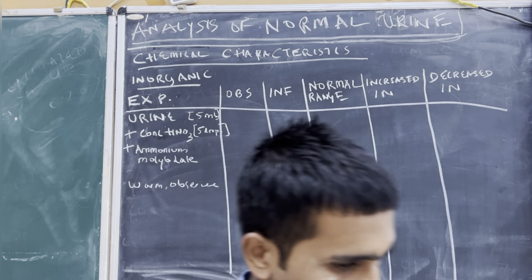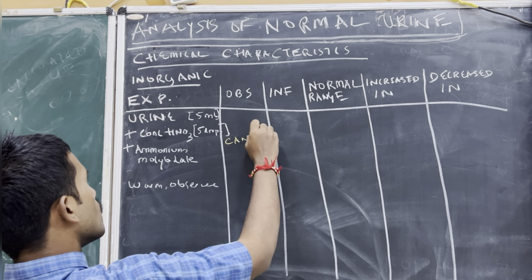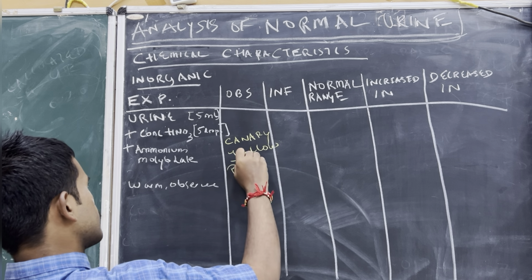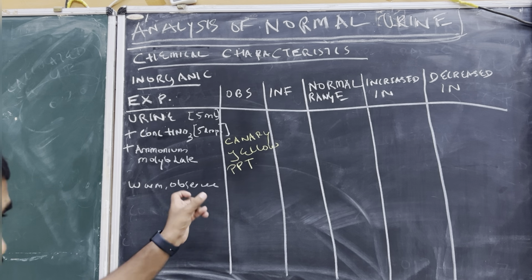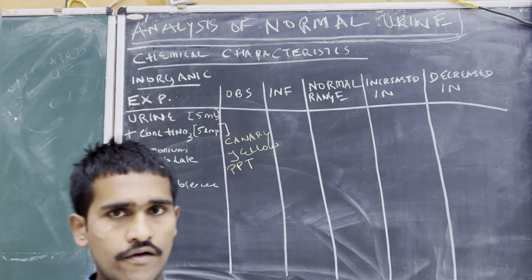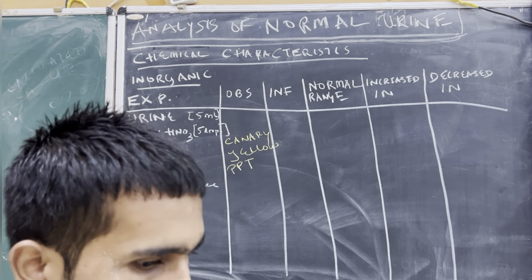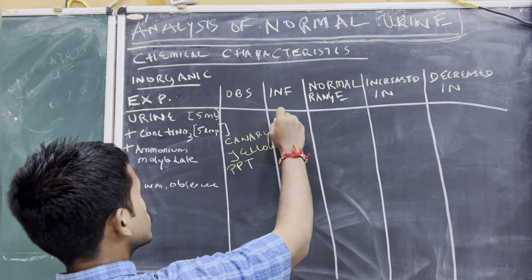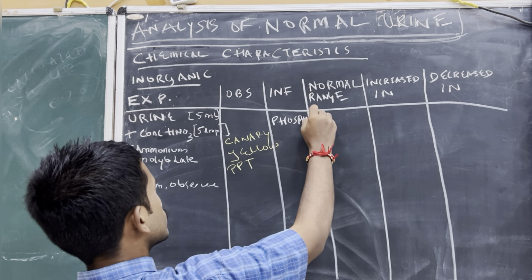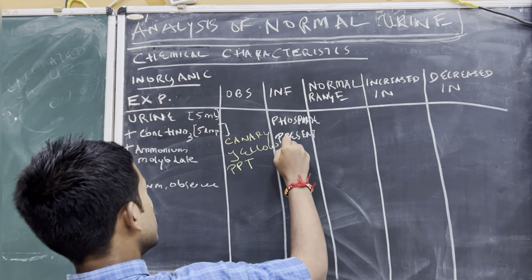So what is the observation which we expect? It will be a canary yellow precipitate. You should write the full word, precipitate, canary yellow precipitate. This is due to the formation of the compound ammonium phosphomolybdate. And hence the inference is that phosphate is present in the sample.